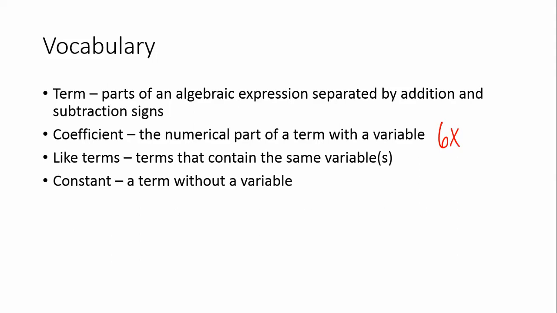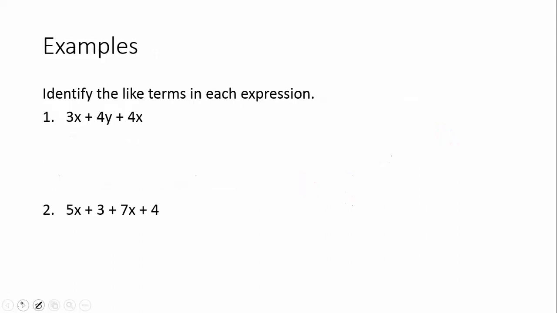Like terms are terms that contain the same variables. So for example, 6x and 2x. Those would be like terms because they both have an x. However, something like 2y and 4x, those are not like terms because one has a y and one has an x. A constant is the term without the variable. So if you had 6x plus 3, this 3, that's the constant because it doesn't have a variable attached to it. So we're going to look at some examples where we do some identifying.